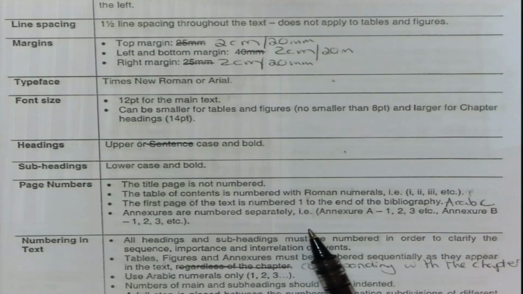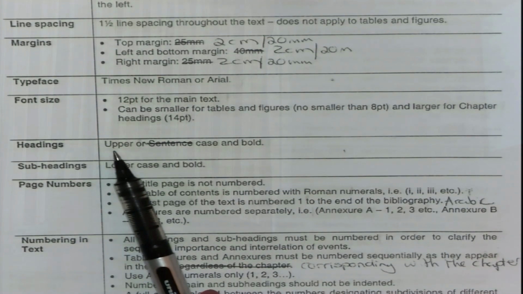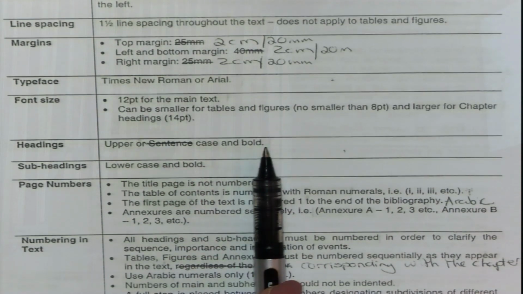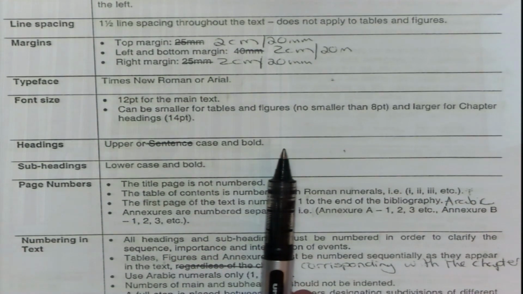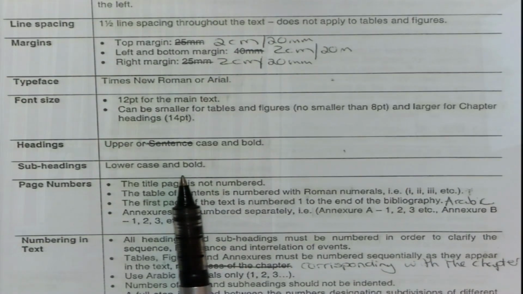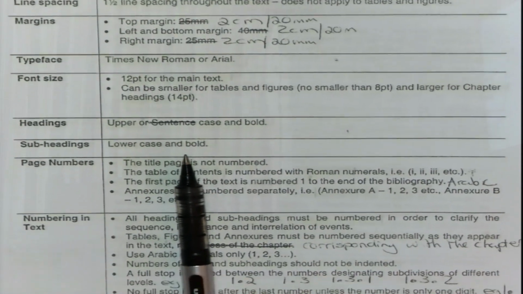Then our headings must be in uppercase and in bold. So if you have a first level heading, can you remember from yesterday's lecture? 1 point must be in uppercase and it must be bold. All happy with it? Okay. Your subheading, which is 3.1 or 1.1 and 1.2, should be in lowercase and also bold.